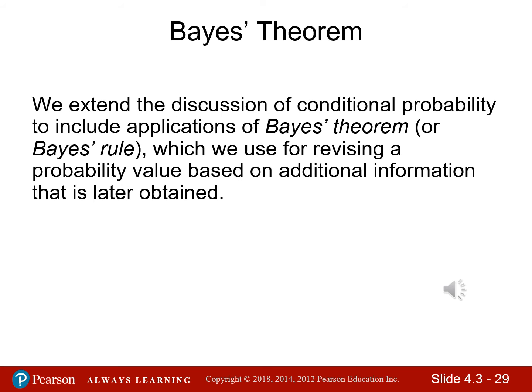We extend the discussion of conditional probability to include the application of Bayes' theorem or Bayes' rule, which we use for revising a probability value based on additional information that is later obtained. Bayes' theorem is a way to figure out conditional probability, and it gives you the actual probability of an event given information about the test.